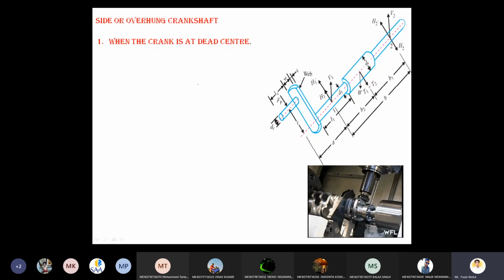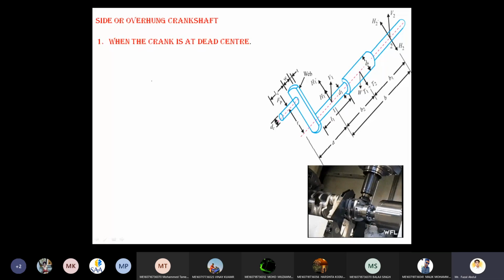Here also for the side or overhang crankshaft, we design based on these two criteria: the dead center, and at an angle the maximum twisting moment. So remember one point, Babu, the examination is not going to ask the derivation part. Only the final equations are very important to solve the numericals. So here also, when the crank is at the dead center.